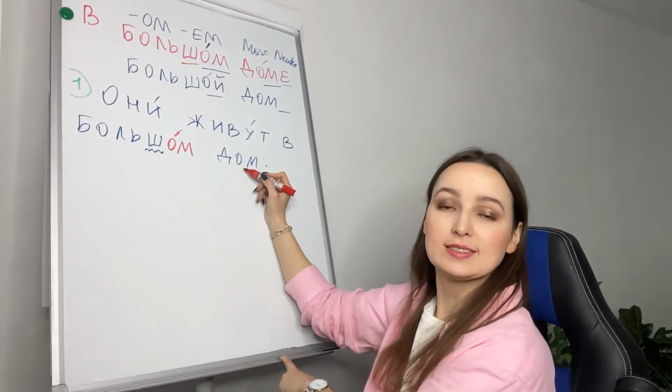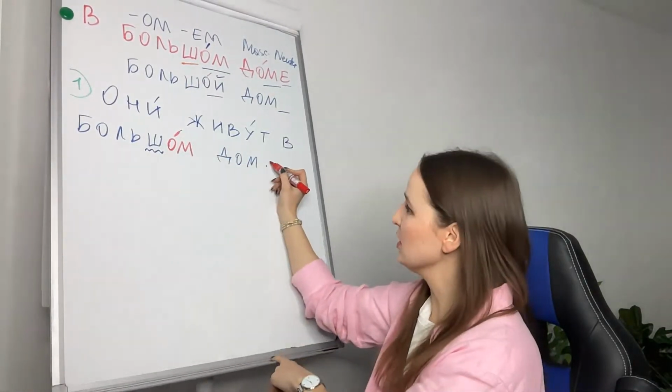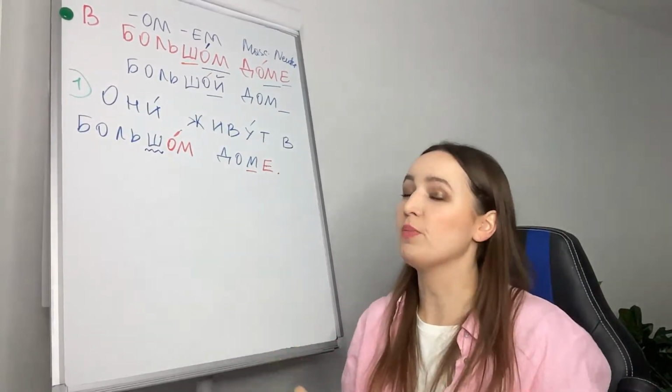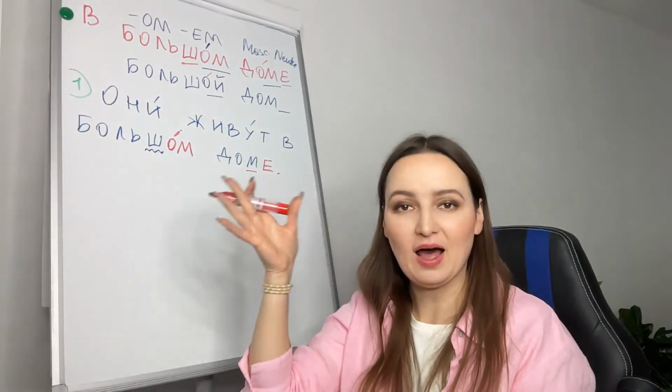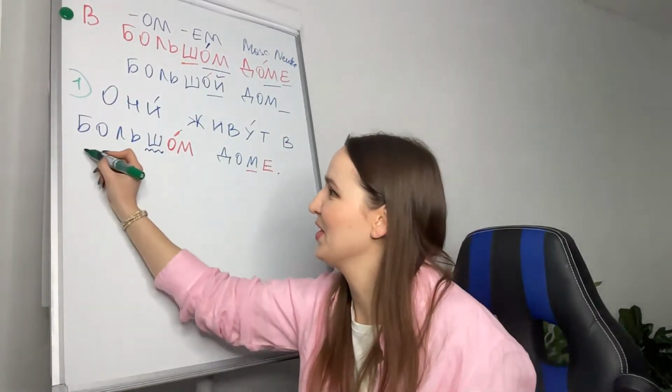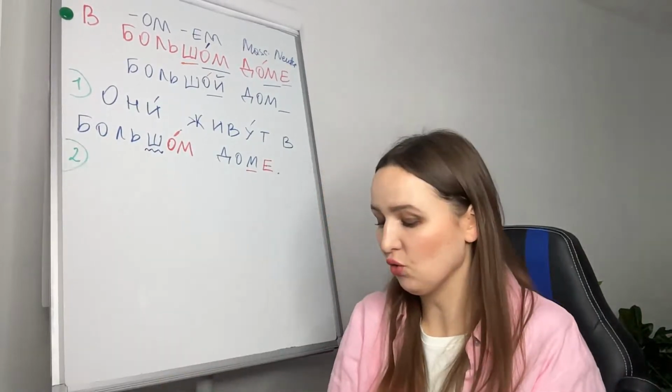В большом. And this one is easier because it's a noun. Where, in the house, just add ye, when it's masculine and ends in a consonant. В большом доме, in a big house. Они живут в большом доме. They live in a big house. Отлично. Идем дальше. Номер 2.